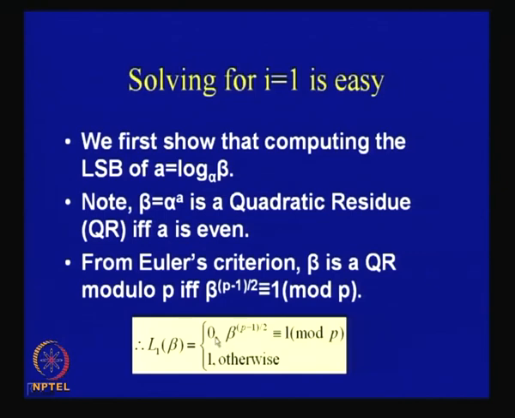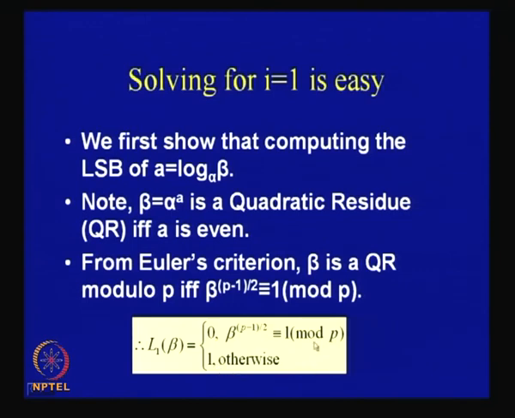So if it is even, then there is an if and only if condition, it is equivalent to saying that beta is a quadratic residue, and that is equivalent to computing this value. So what you will do is take beta and raise it to the power of (p minus 1) by 2 and check whether it is congruent to 1 modulo p. If that is so, then you conclude that a is even and therefore L1 of beta is 0. Otherwise, it is odd and hence 1.